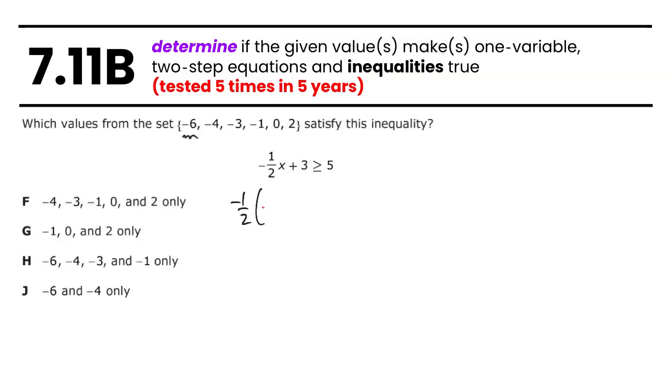-1/2, replacing x with -6, and then writing the rest of the inequality down, and then working out the left-hand side doing the arithmetic. -1/2 times -6 will give me a +3, plus 3 is greater than or equal to 5, and so therefore we get 6 is greater than or equal to 5.